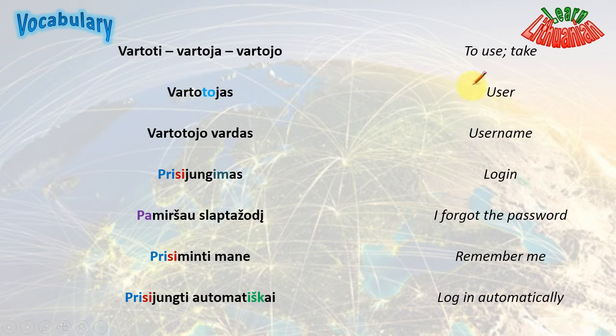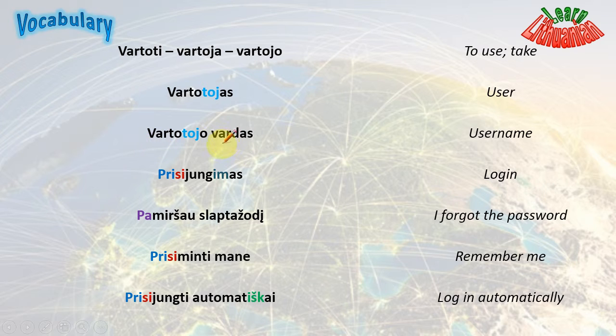So the word user is derived from this verb. Vartotojas. This is the suffix toj, which is used to describe a person who does something. So a person who uses is a user, vartotojas. The same as in English, to use, user. Vartoti, vartotojas.